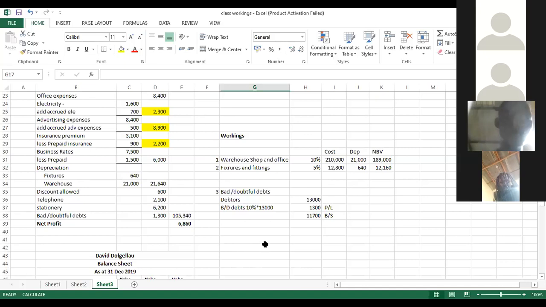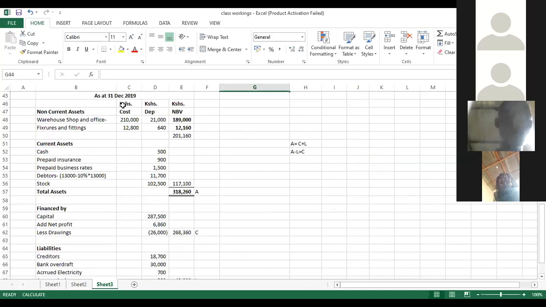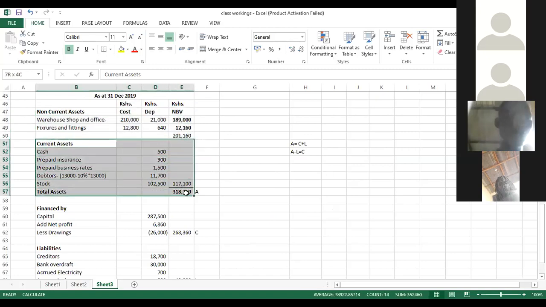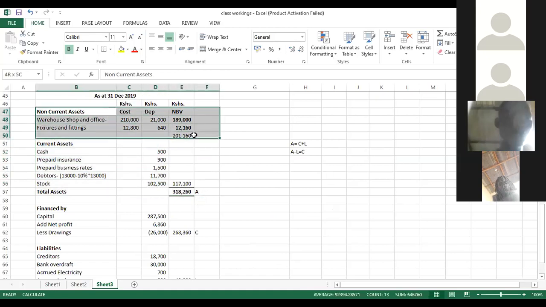But it is okay, Duncan. It is okay. This bit was only taking care of this part. When it comes to current assets, it is a different thing. It was meant to take care of the non-current assets.